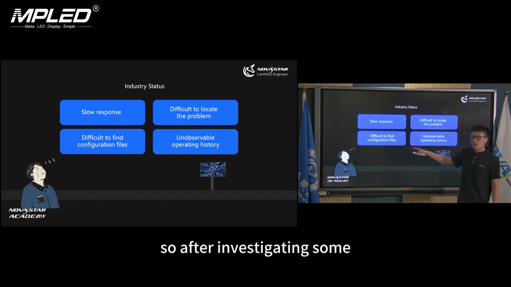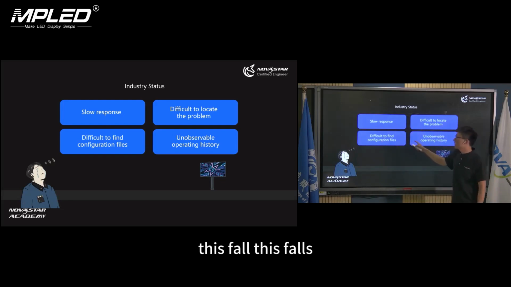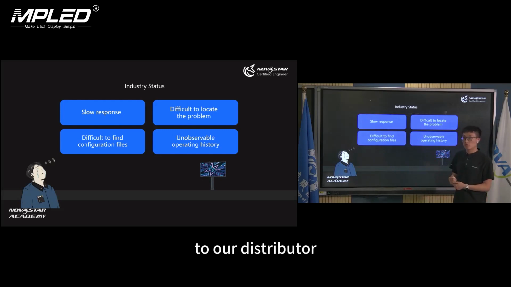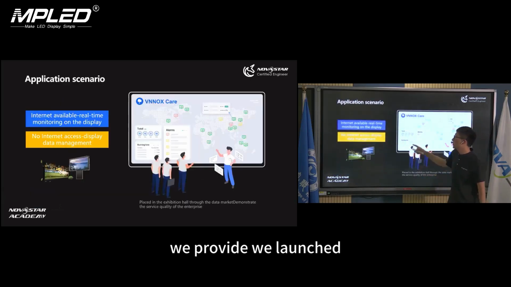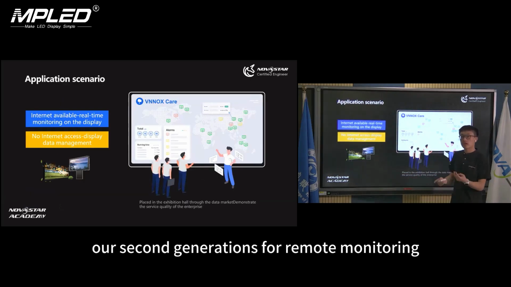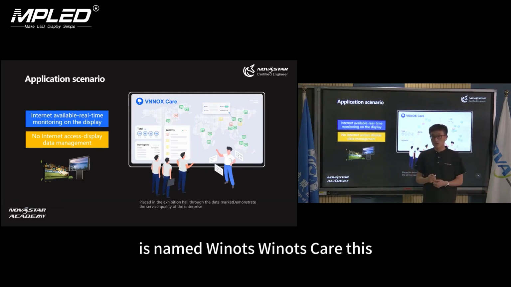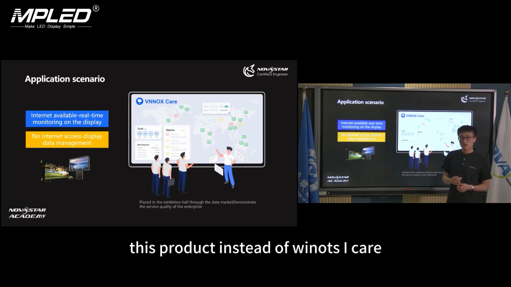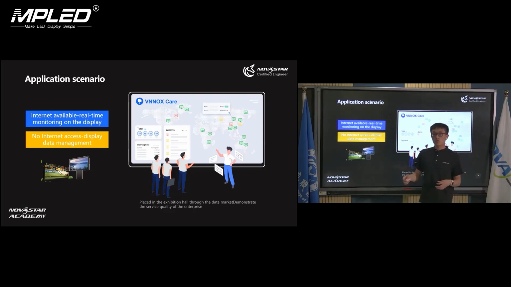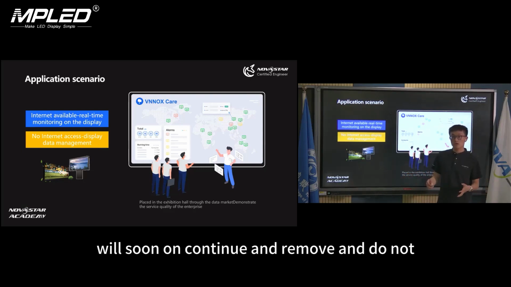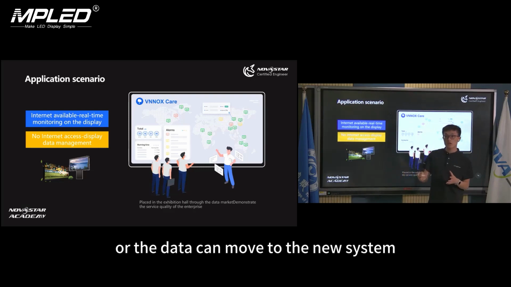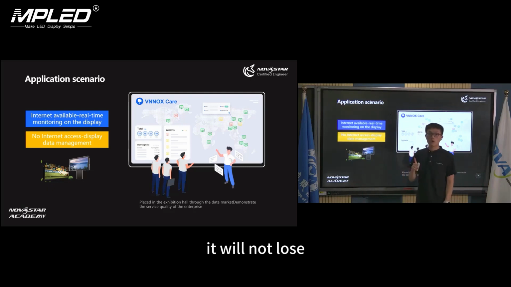So after investigating this difficulty for our sealants and our distributors, we launched our second generation of remote monitoring. It's named Vnnox Care. This product will replace the old one because the old one will soon be discontinued, but do not worry about that. You can use Vnnox Care, and all the data can move to the new system. It will not be lost.